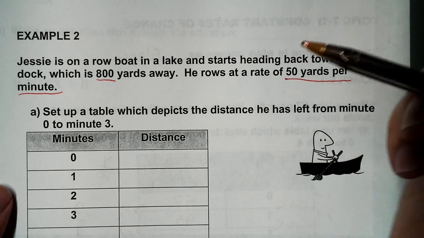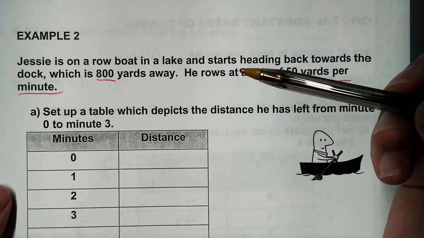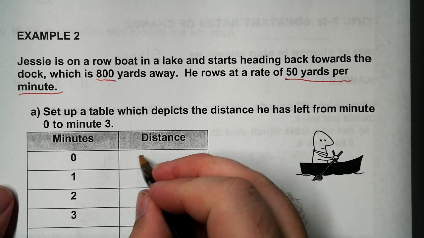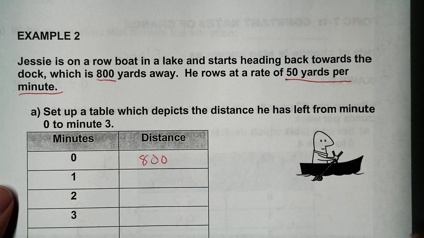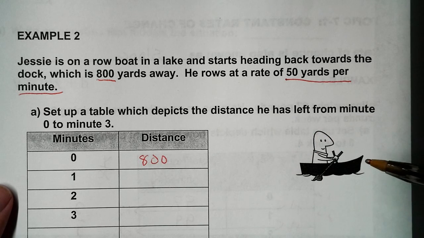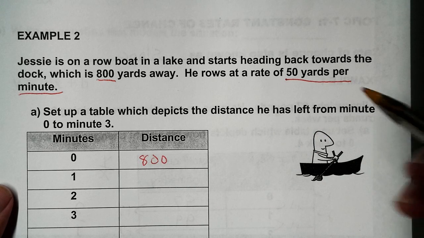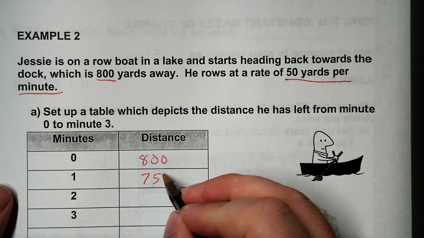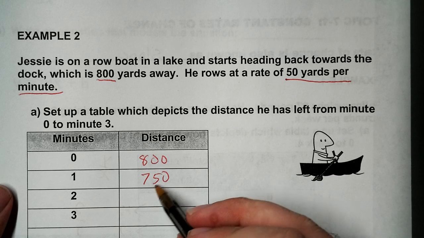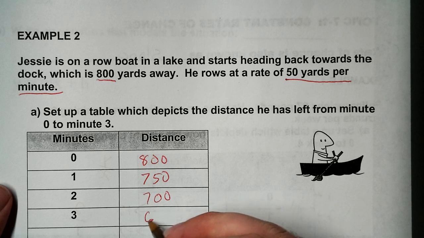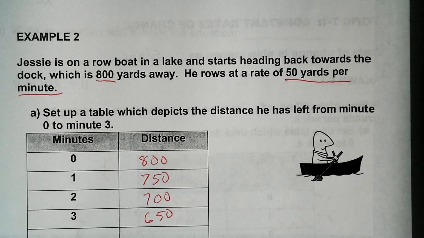Well, where does he start? He starts 800 yards away. So at 0, when he starts rowing back, he's 800 yards away. If he's rowing 50 yards a minute, is he going to get further or is he going to get closer? Good, he's going to get closer. So 50 yards closer from 800 would be 750. From 750, 50 yards closer would be 700. From 700, 50 yards closer would be 650. And now we have our table filled in based on the information it gave us.